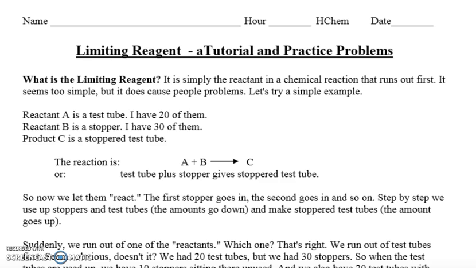So the limiting reagent is, in a chemical reaction when you have 2 or more reactants, whichever one runs out first. That's the reactant that limits the reaction that can happen. So a simple example: you have 20 test tubes, you have 30 stoppers. You can only end up with 20 stoppered test tubes. So therefore the test tubes are your limiting reactant and the stoppers are what we call your excess reactant.